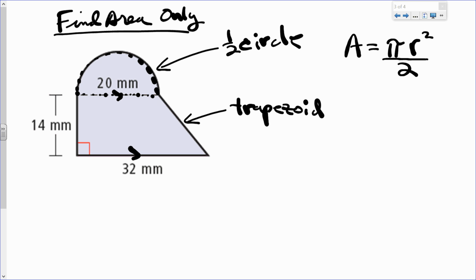And then, when I get that answer, I'll add it with the area of the trapezoid. And we already know how to figure out a trapezoid's area. That was last week. That's basic stuff. Talk to me.